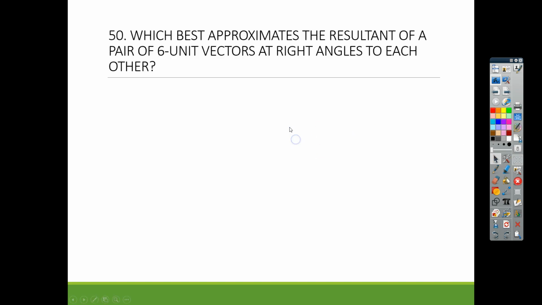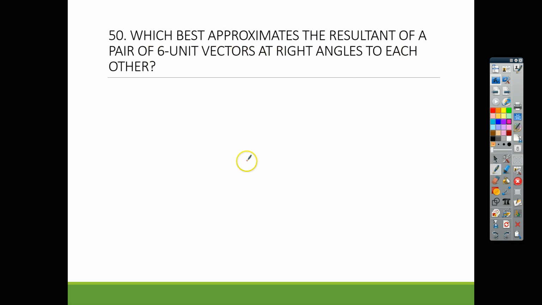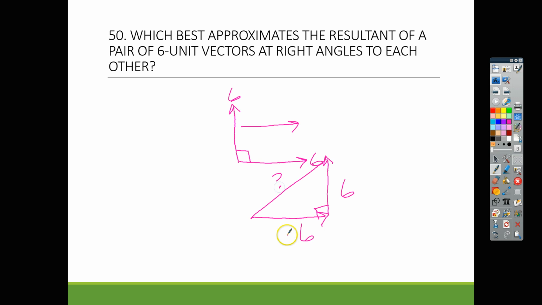For number 50, this is the last one. Which best approximates the resultant of a pair of 6-unit vectors at right angles to each other? So for this one, I've got a 6-unit vector, and I have another 6-unit vector, and they're at right angles to each other. So I need to figure out what is the resultant. So what I'll do is I'm just going to take this one, put it here. I'm going to move this one to this side, like that. And then I'm going to make this side. So now I have a right triangle. I have 6. I have 6. I want to know what this side of the triangle is, and that will be our resultant vector.